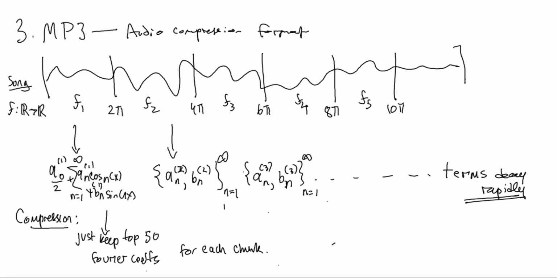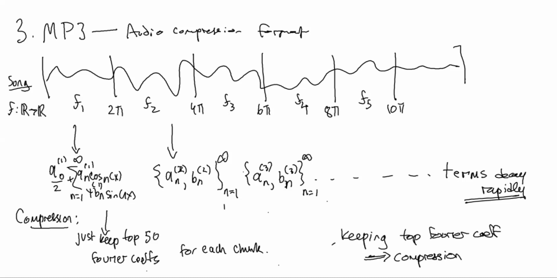Musically speaking, it's like you're throwing away some of the way out there overtones. And that's basically what MP3 is based on. I mean, there's more, but this is one of the key things that audio compression is based on. So keeping the top Fourier coefficients leads to compression. And that's the last application I wanted to say.